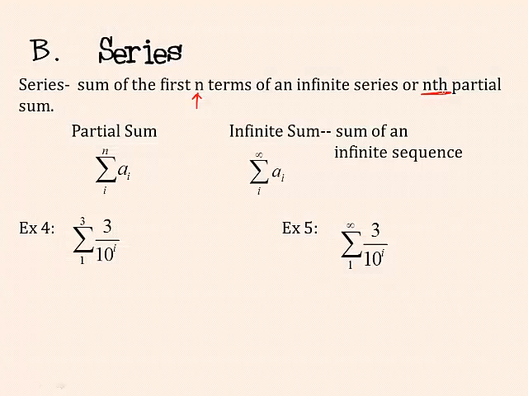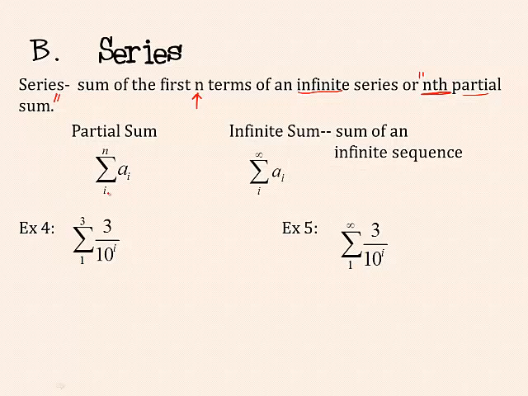Nth partial sum of a series. So there's infinite series and there's partial sums. A series is the sum of the first n terms of an infinite series, or it's called the nth partial sum. So if it goes on forever, it's nearly impossible to add up. But you can do a partial sum, and it shows you how to do that.